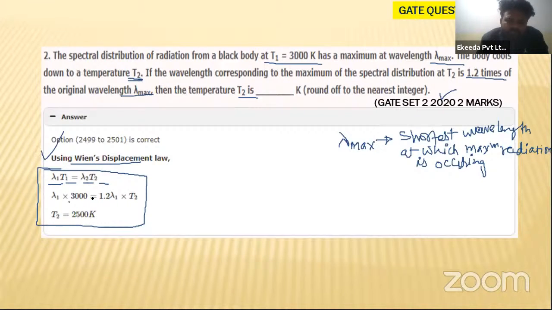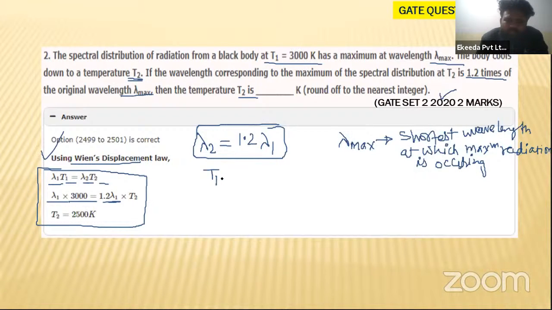So directly he has given T1, lambda 1, and lambda 2. What is lambda 2? Lambda 2 is equal to 1.2 times lambda 1. He has given this. So if you directly put the value, lambda 1 T1 is equal to lambda 2 T2, and you can directly put the value of lambda 2, which is 1.2 lambda 1 into T2. So lambda 1 and lambda 1 will cancel.